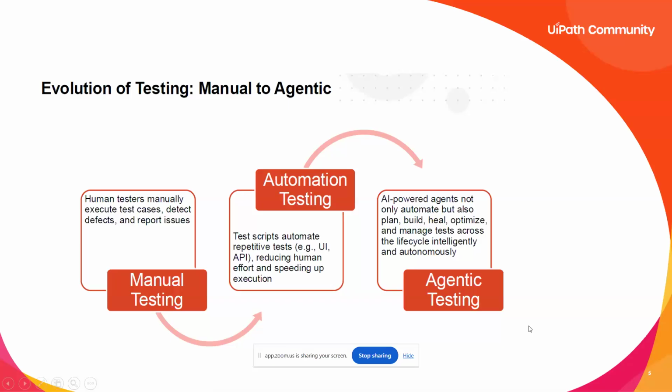First is manual testing, which is the foundation stage. Human testers manually execute test cases to detect defects and report issues. In the early days, testers had to do everything manually. Imagine you are testing a banking application. You would log into the application, enter the credentials, test transferring money, checking the balance, and later log out. Then you repeat the same steps every time there's a small change in the code. So it's a repetitive cycle every time.